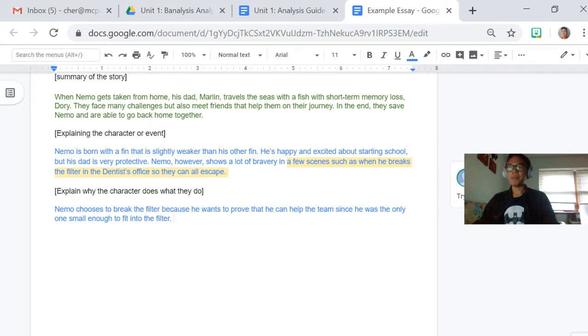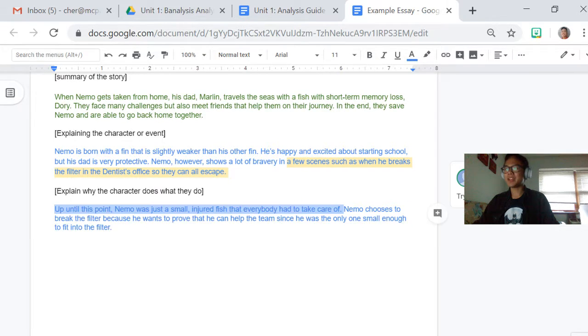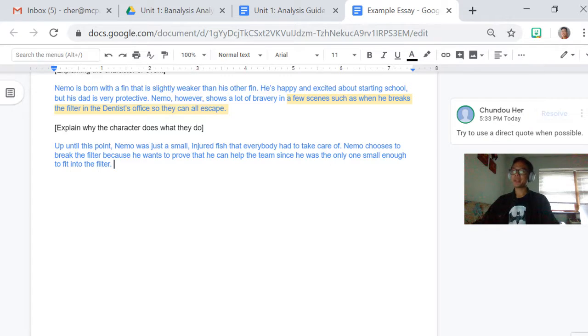I, of course, can add more to explain why my character does what they do. Maybe I want to say something like, up until this point, Nemo was just a small injured fish that everybody had to take care of. And actually, I think it makes more sense to put that at the beginning. So I'm just going to move that really quick. So up until this point, Nemo was just a small injured fish that everybody had to take care of. Nemo chooses to break the filter because he wants to prove that he can help the team since he was the only one small enough to fit into the filter. Ooh, all right. That's looking pretty juicy now.